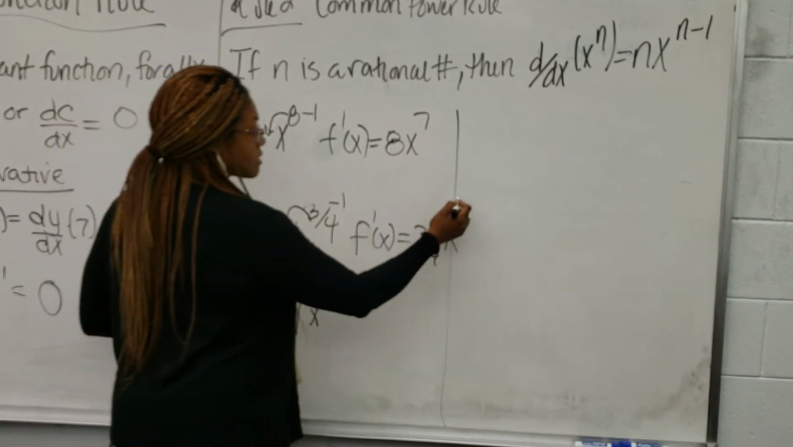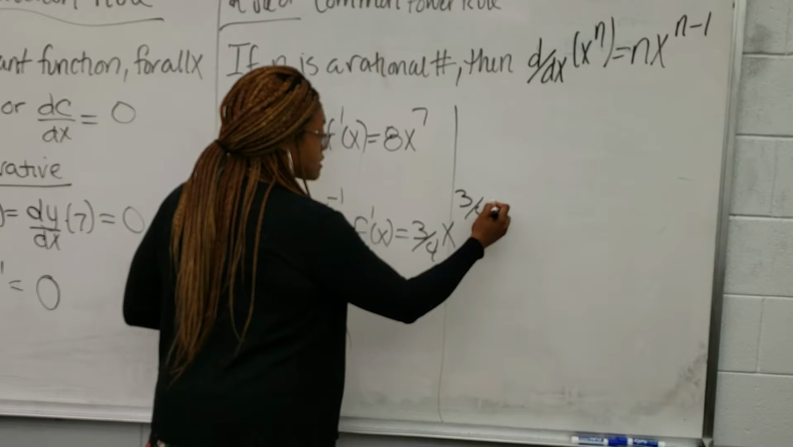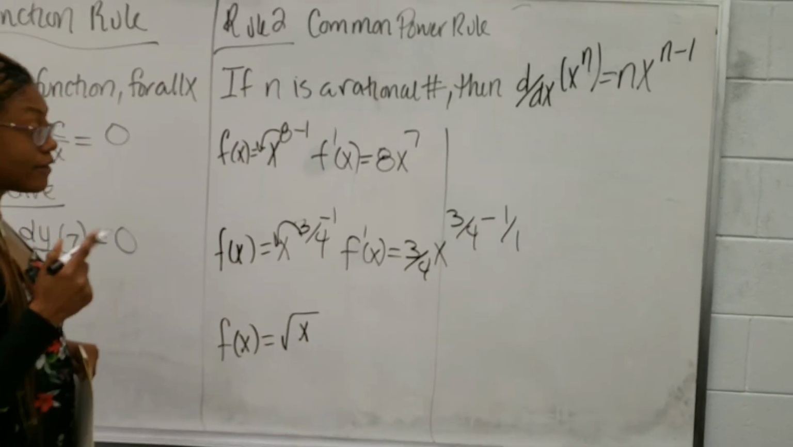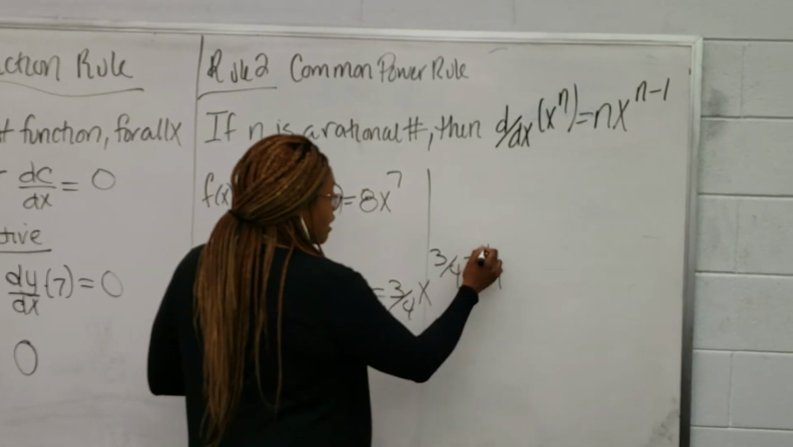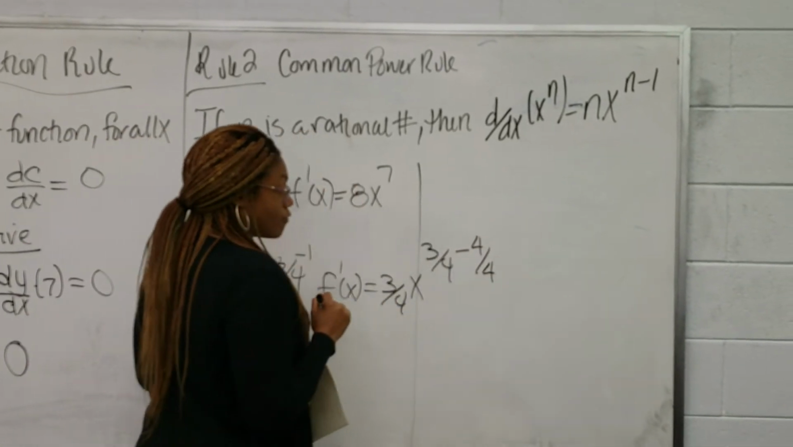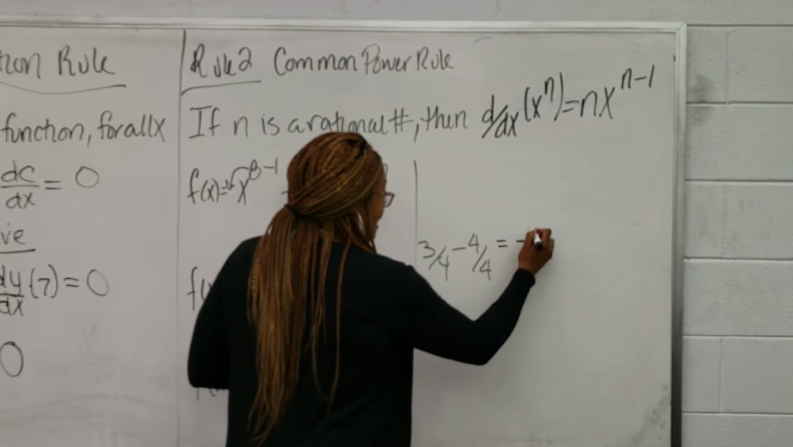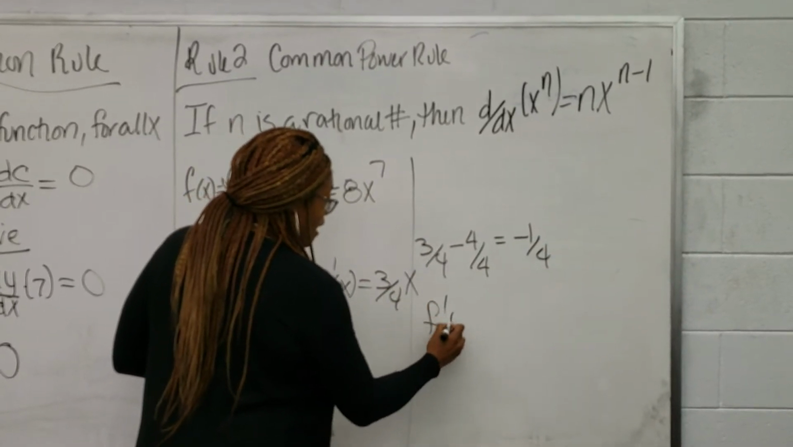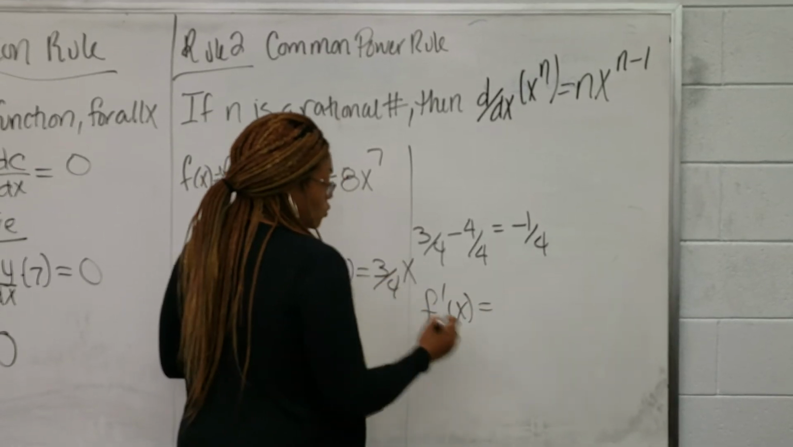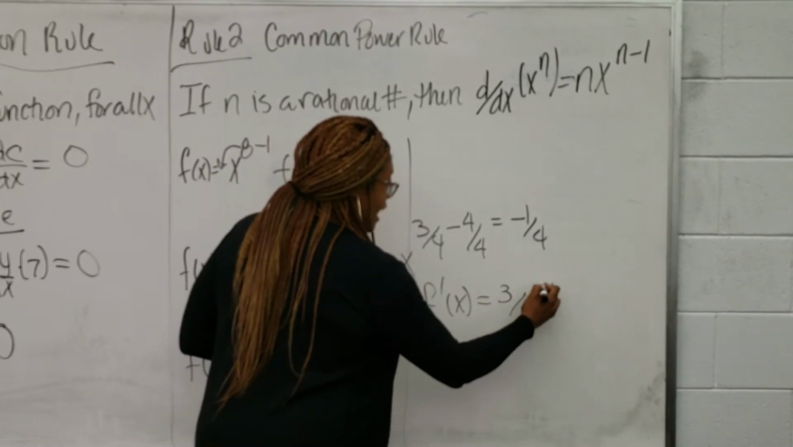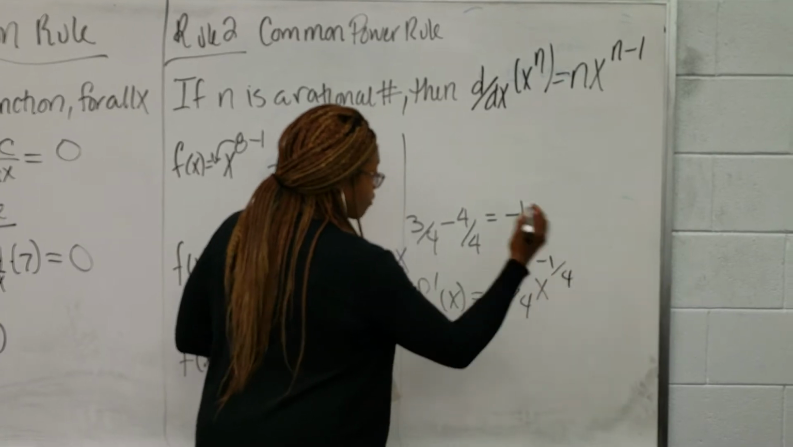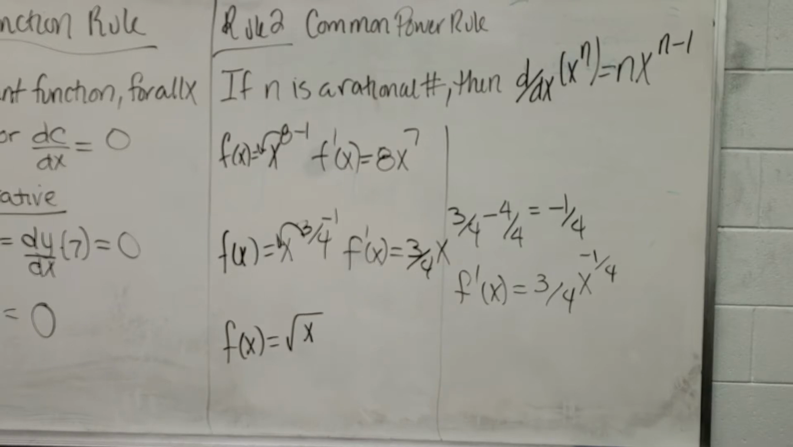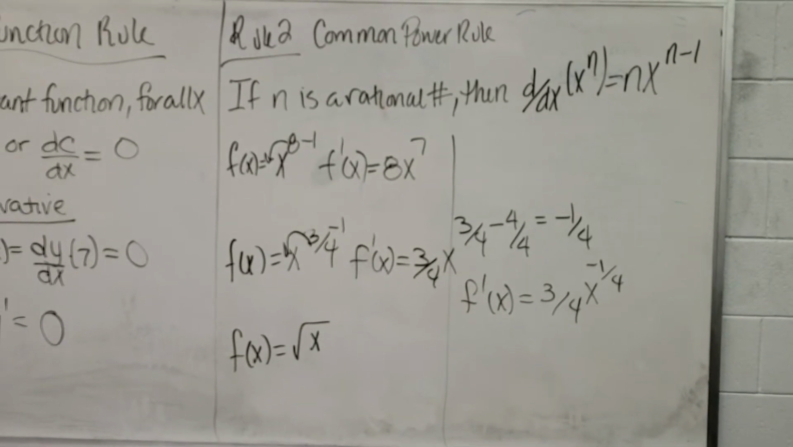Now, let me tell you this. Let me write a little extra here: 3/4 minus 1 over 1. You have to have the same denominator in order to subtract. So if I do that, that gives me 4 over 4, which now will give me a negative 1/4. So my derivative of this would be f prime of x equals 3/4 x to the negative 1/4. Okay? Now, if you have a square root, square roots are the same thing as well.